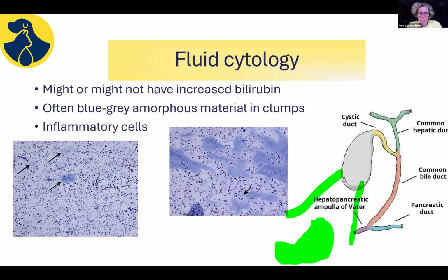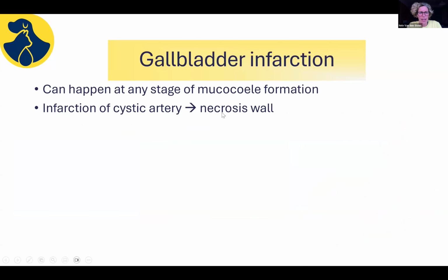Now, what is quite specific in these patients, if you look at the fluid, is that you will have lots of neutrophils in there. And then on cytology, you will have these clumps, bigger or smaller, of this bluish gray material, which is the mucus. Now, if you see this kind of stuff in your abdominal fluid, you take them to surgery. You have a ruptured mucocele, okay?